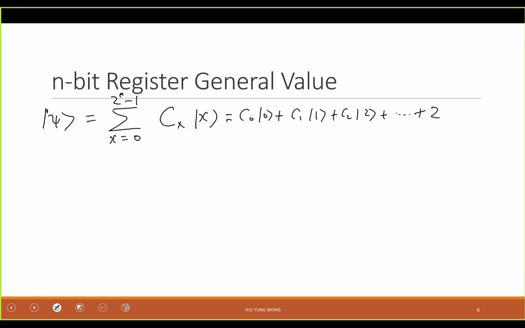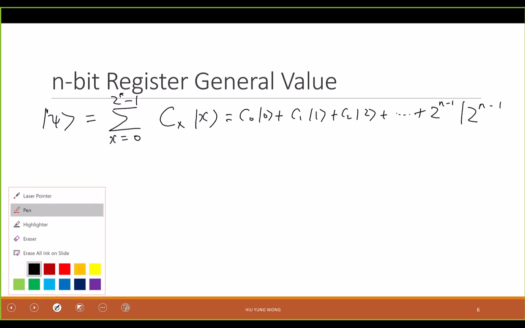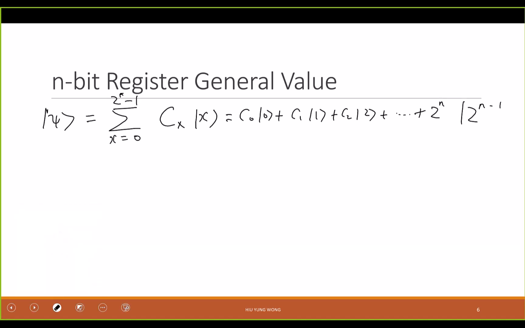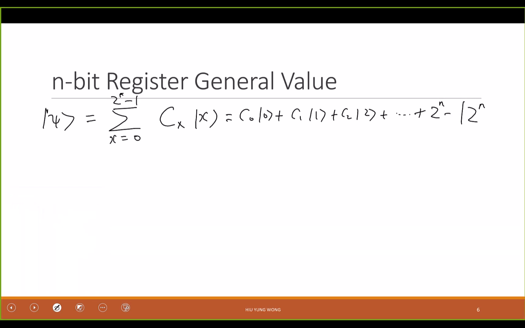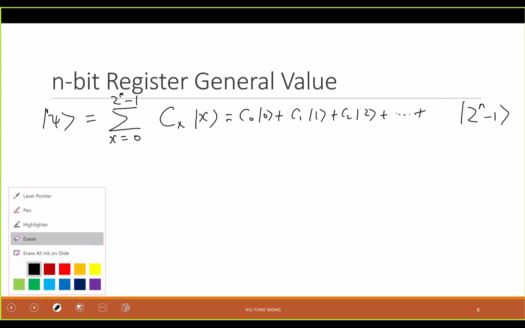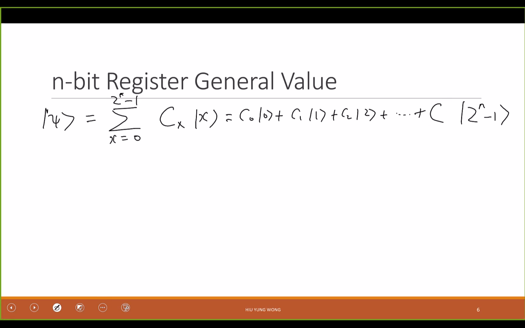c_(2^n minus 1) |2^n minus 1>. I'm wrong, right? Where should I put the minus 1? Someone say it should be on the index, right? C with index 2^n minus 1. Now, does it make sense?